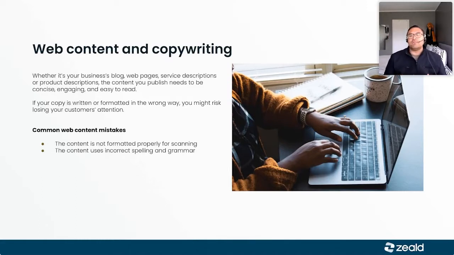But two of the most common content mistakes we see when building a website are the formatting of that content so that it can easily be scanned by end users, so they can really pick up your key content that you're trying to get across, and poor spelling and grammar. Those are the two common areas where we normally see mistakes, particularly with content and copywriting.